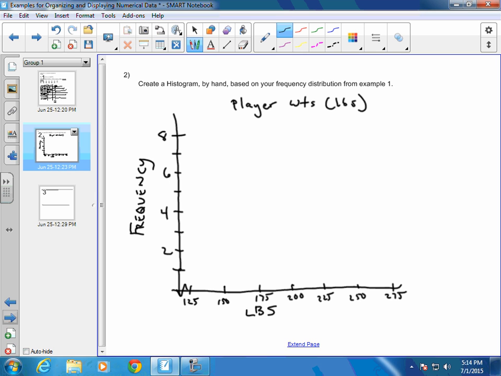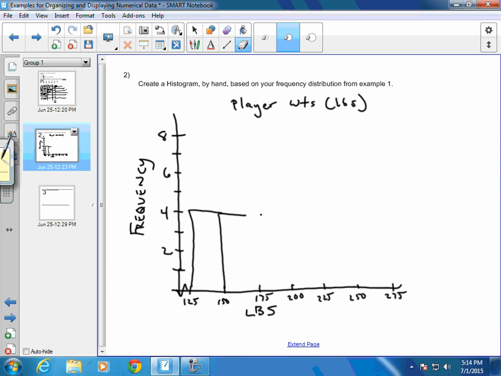Alright, so that first class, 125 to 150, we had a frequency of 4. Be helpful to get that in the right 125 to 150 interval. So now we got 125 to 150, frequency of 4. Alright, in the 150 to 175 or 174 on our table, we had a frequency of 8.